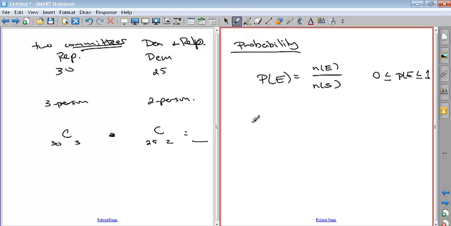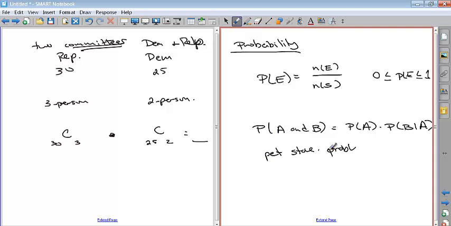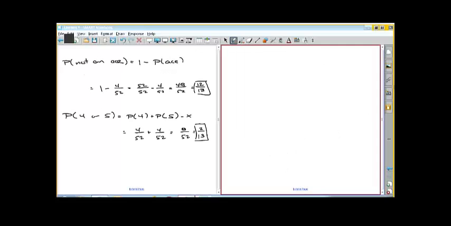We also had conditional probability. So that was the probability of event A and event B happening was equal to the probability of event A happening multiplied by the probability of event B happening given that event A happens. And this was the pet store problem, both the homework problem and the test problem. It might be a card kind of problem.